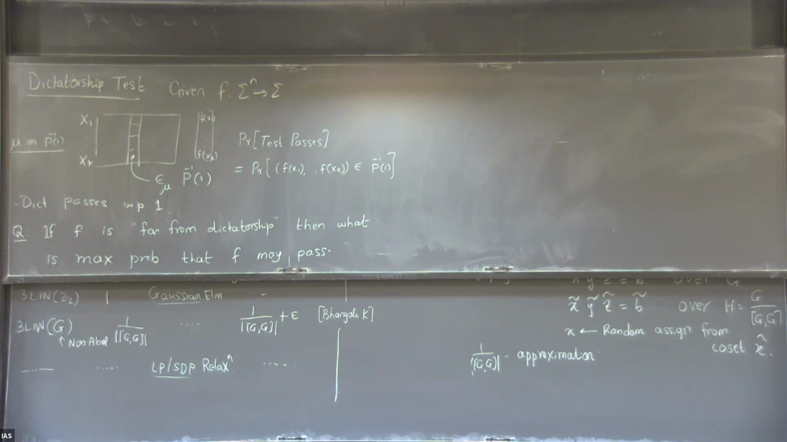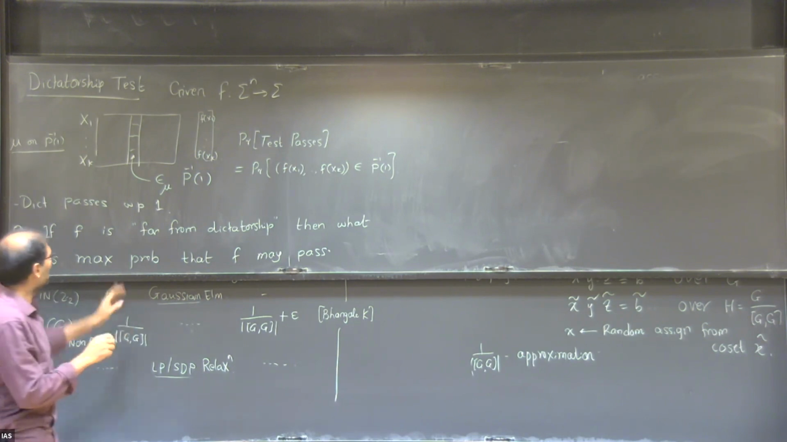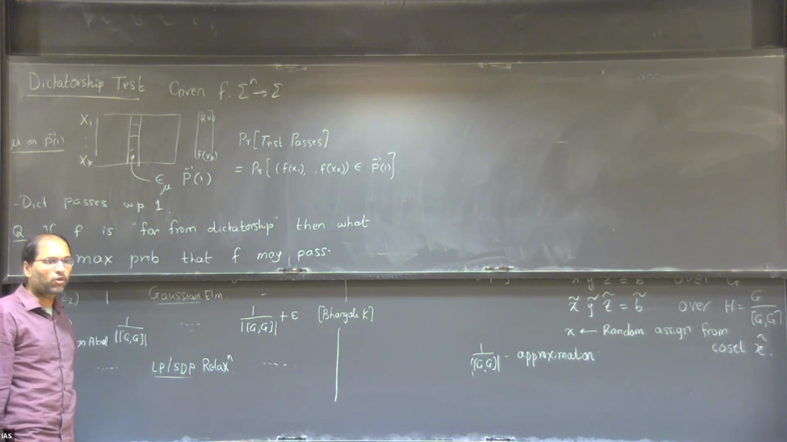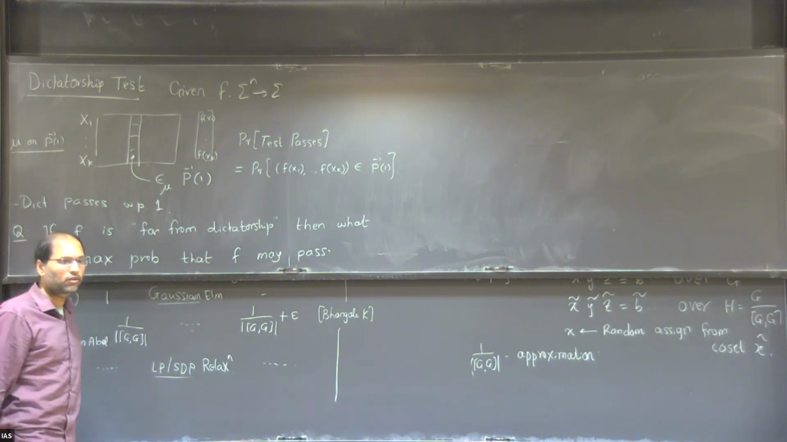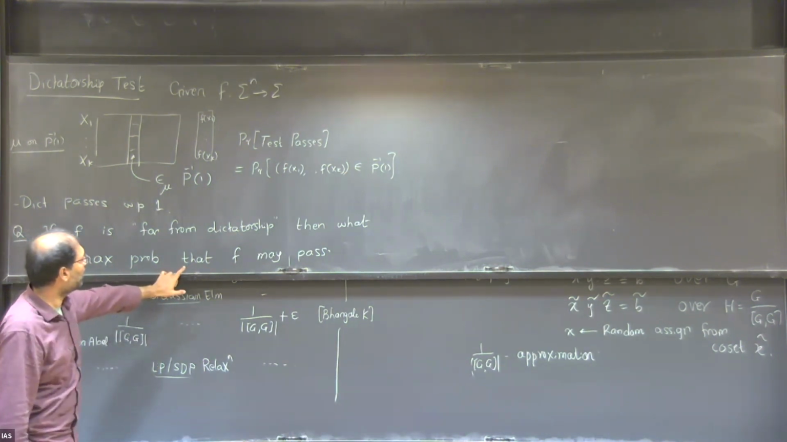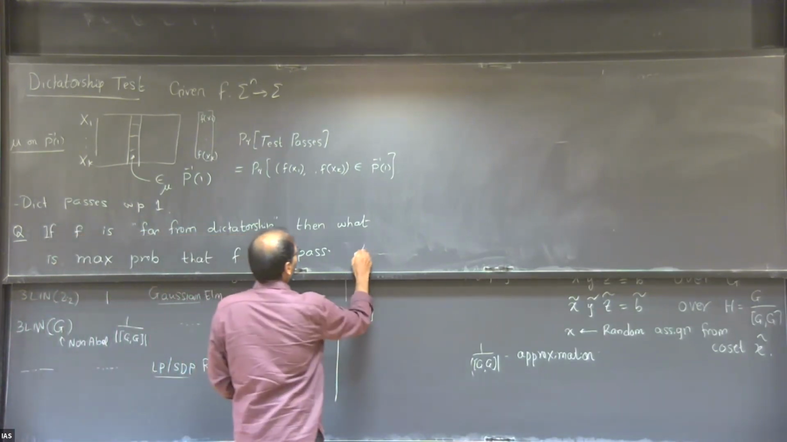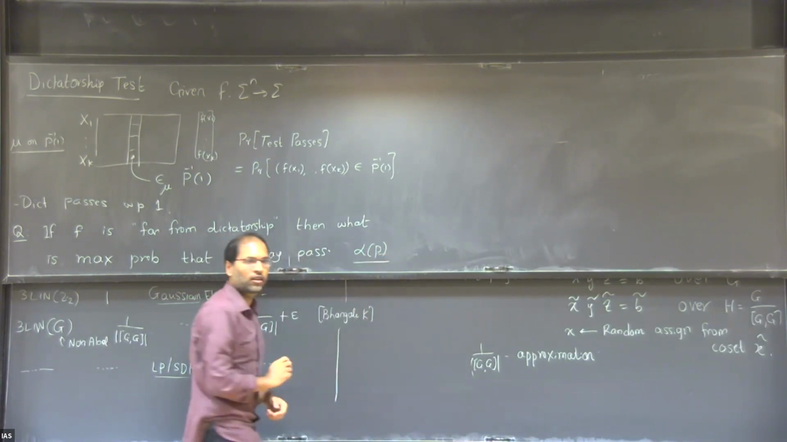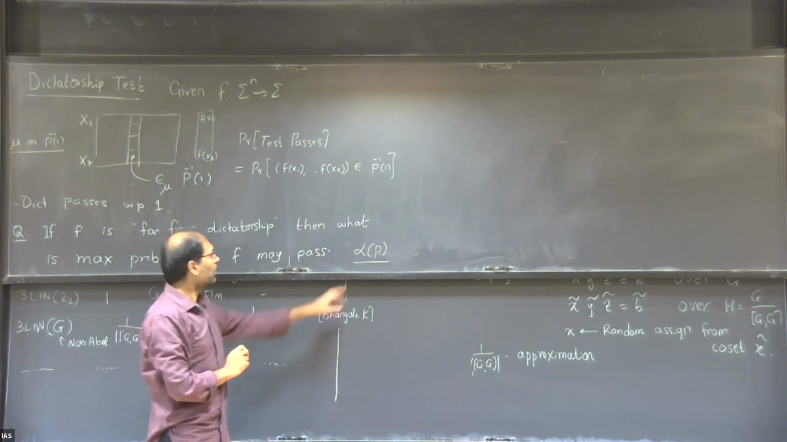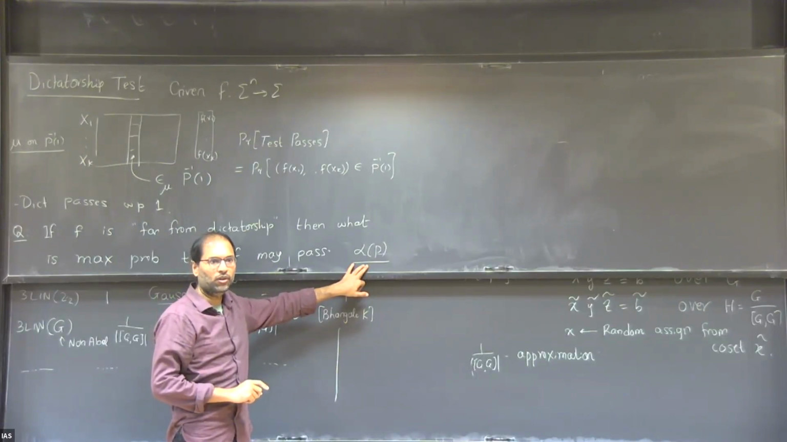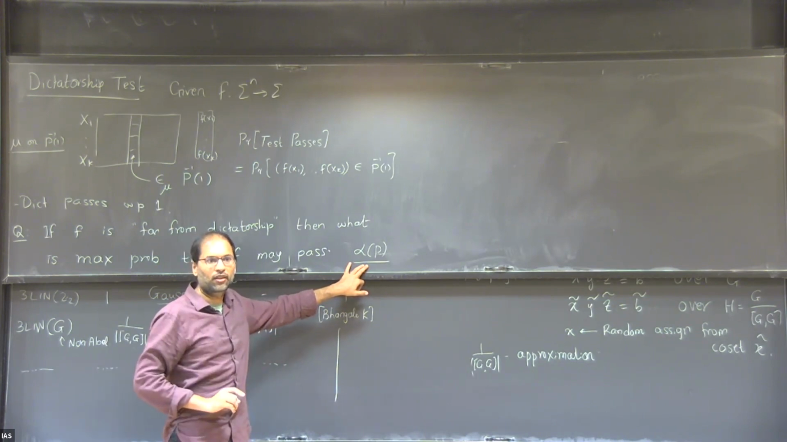If I'm from the hardness perspective, then I will have to pick mu cleverly so that this maximum probability is minimized. This is my goal as a hardness person. And whatever this maximum probability is that such a function may still pass, let's call that probability alpha of p. I'm hinting already that that ought to be the threshold, the right approximation threshold. At least morally this is the case.